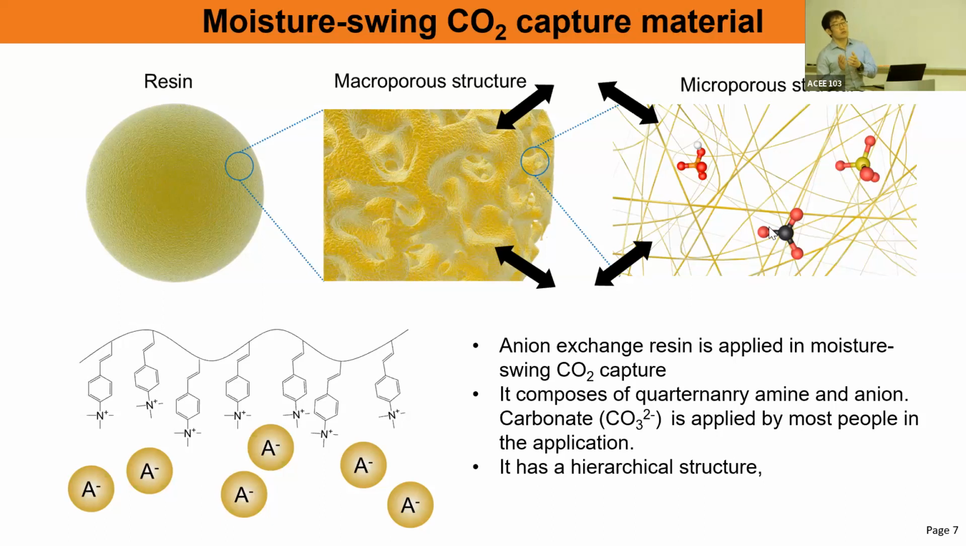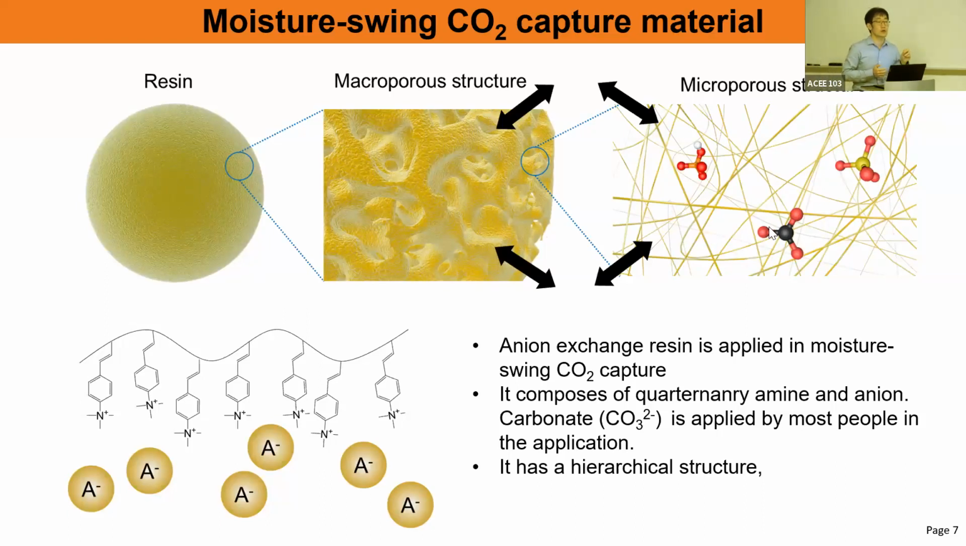The resin, if we just purchase from any vendor, looks like a sphere. If we zoom in more, it has a lot of porous structure, enabling water, ions, or gas such as carbon dioxide to diffuse. And if we zoom in even more, we start to see the polymer chain. This polymer chain is composed of quaternary amine to provide the positive charge. And then we use the anion exchange resin, so anions are free to exchange there.